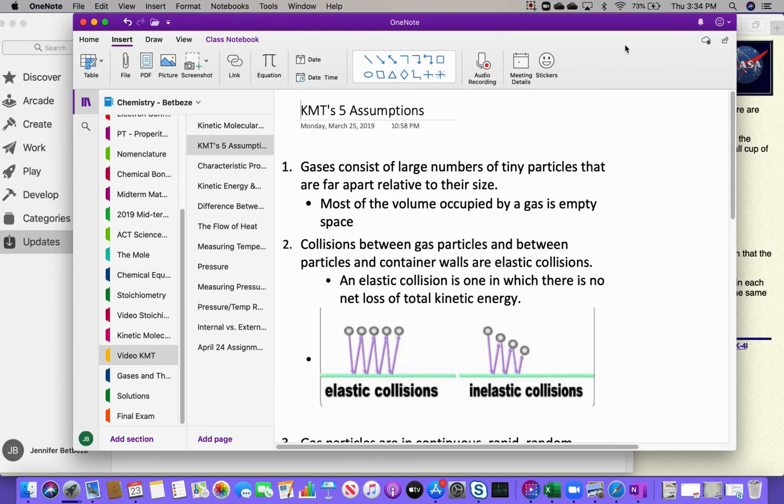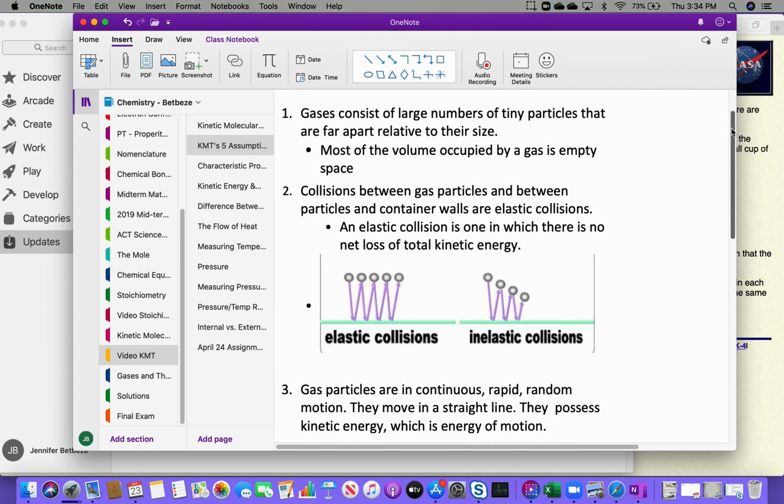All right, let's go ahead and talk about kinetic molecular theory's 5 assumptions. So this theory on the movement of particles is based on 5 assumptions, and it's important that you know what these 5 assumptions are. First of all, and remember, what we're doing with kinetic molecular theory is that we are focusing it on gases. So gases consist of large numbers of tiny particles that are as far apart relative to their size, so that most of the space that a gas occupies is actually empty space.